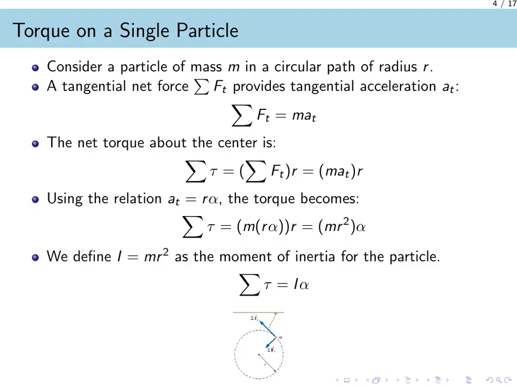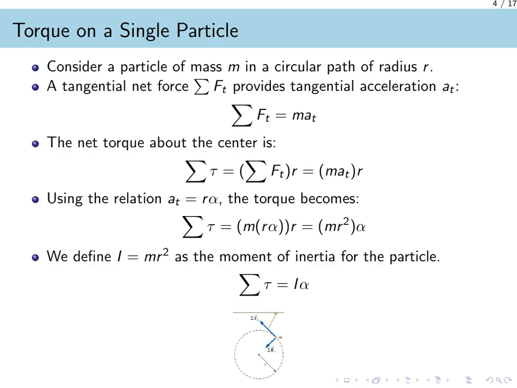Let us connect the tangential force acting on a particle to its resulting angular acceleration. This relationship is the rotational version of Newton's second law. We begin with the linear form of Newton's second law applied along the tangent of the circular path. The tangential net force, F sub t, equals the particle's mass, m, times its tangential acceleration, a sub t.